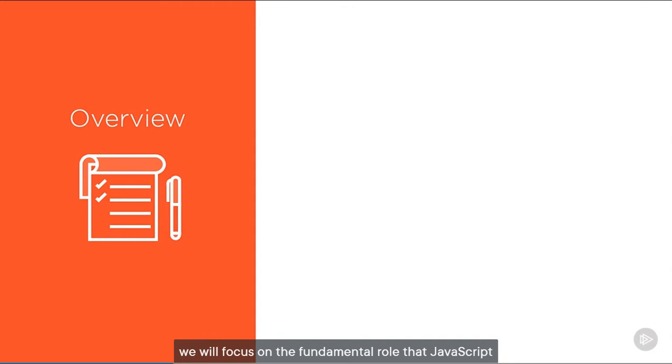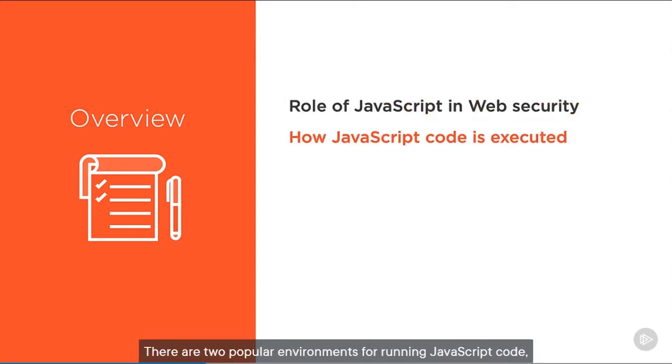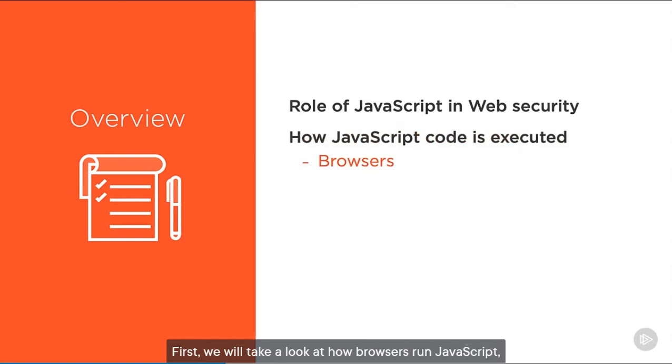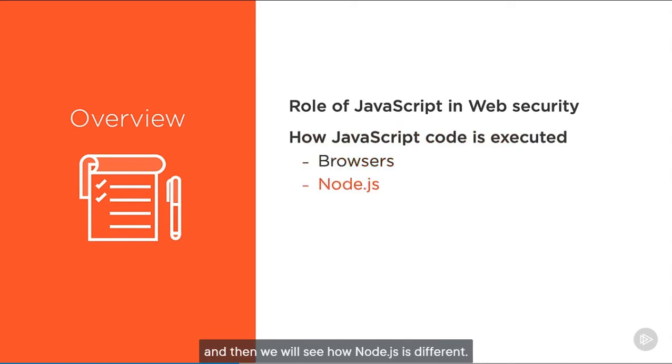In this module, we will focus on the fundamental role that JavaScript plays in web application security. JavaScript can contain vulnerabilities, but in some cases it may even become an attack vector. There are two popular environments for running JavaScript code, and both of them have very different security properties. First, we will take a look at how browsers run JavaScript, and then we will see how Node.js is different.